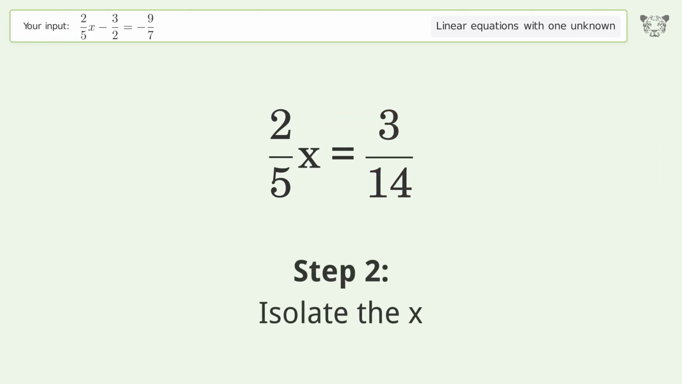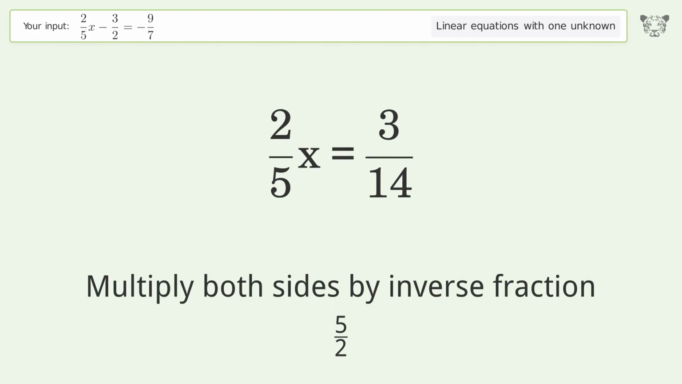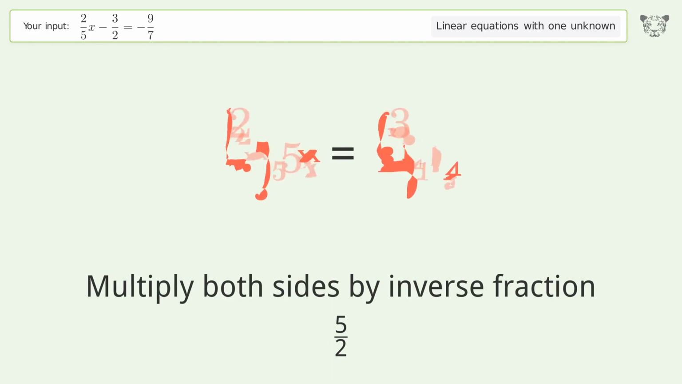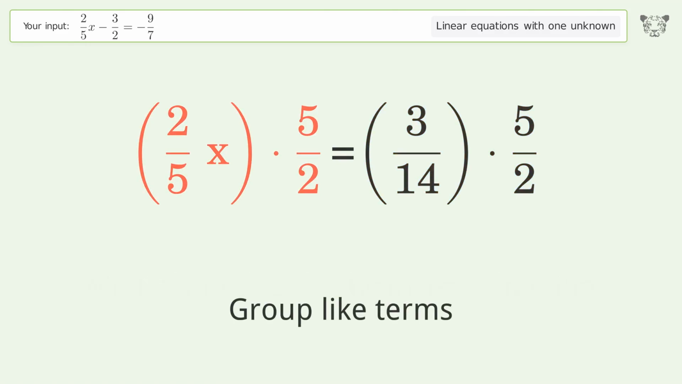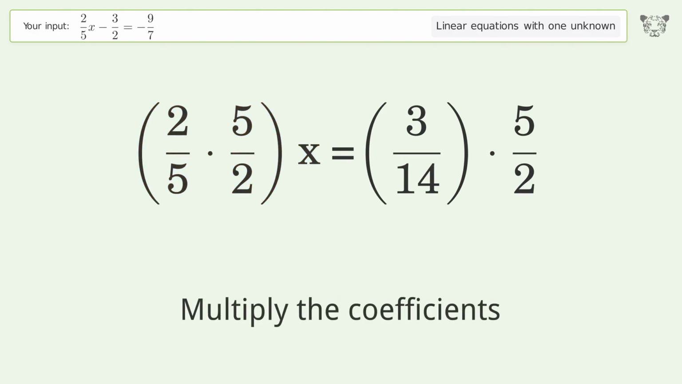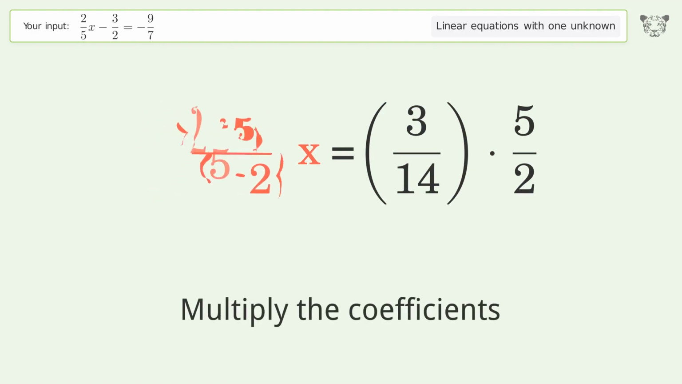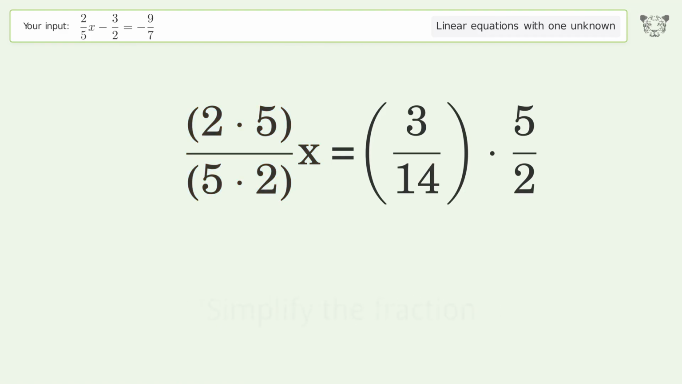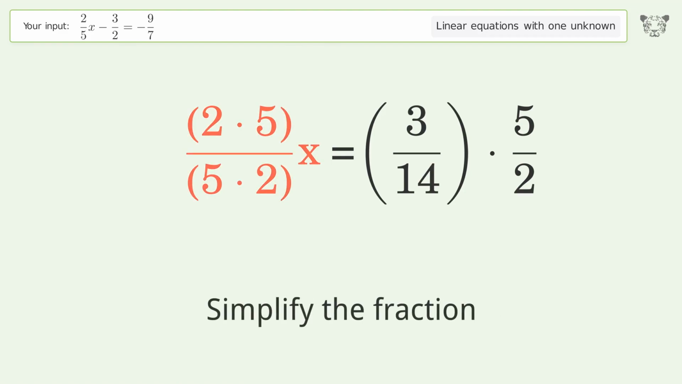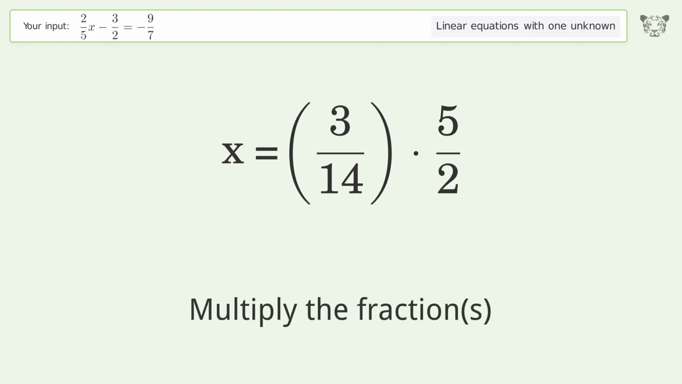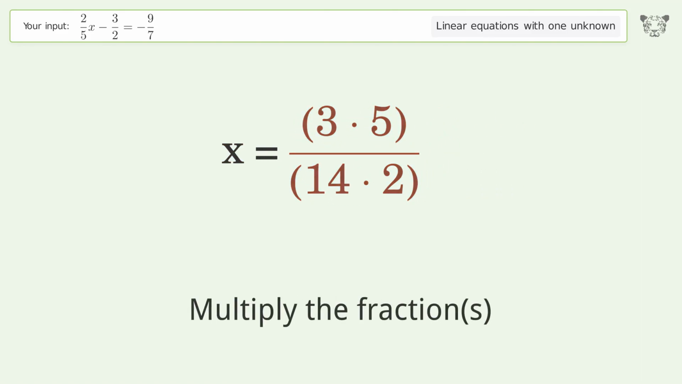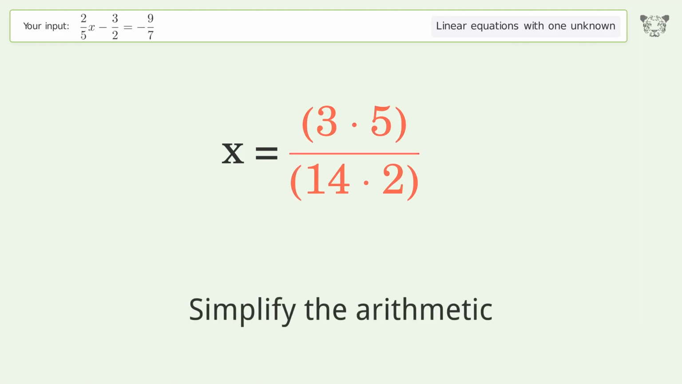Isolate the x. Multiply both sides by inverse fraction 5/2. Group like terms. Multiply the coefficients. Simplify the fraction. Multiply the fractions. Simplify the arithmetic.